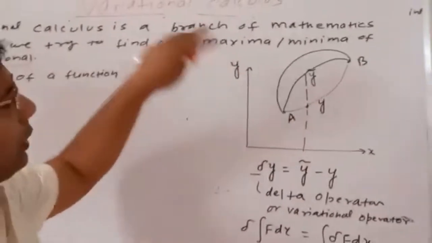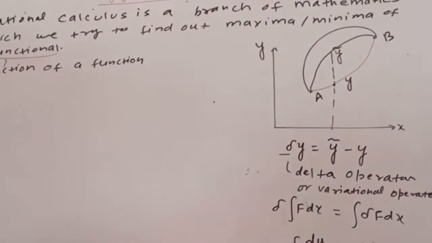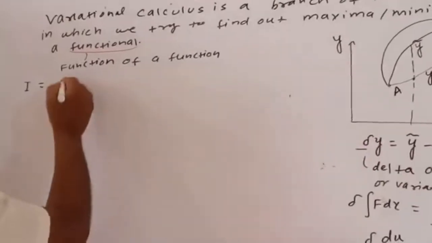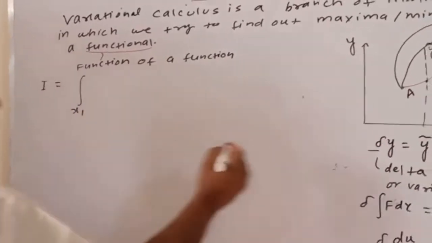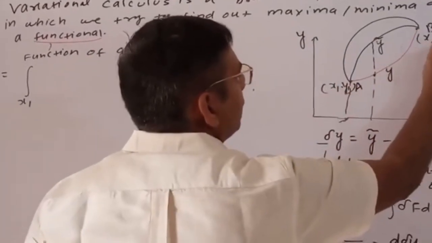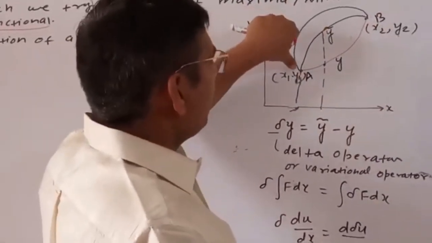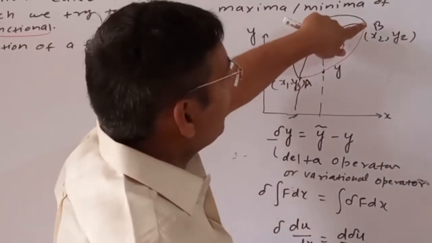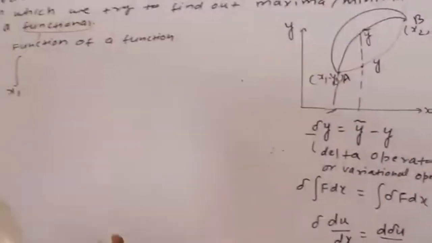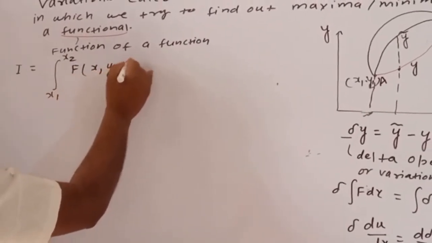We try to force this delta y to 0, right? So how to do it? For this one we make a functional. So suppose I take it from x1 to x2. This boundary condition is given as x1, y1, and we know that at x1, y1 there is no error, and here also there is no error. So we can write, from x1 to x2, f of x, y, dy by dx.